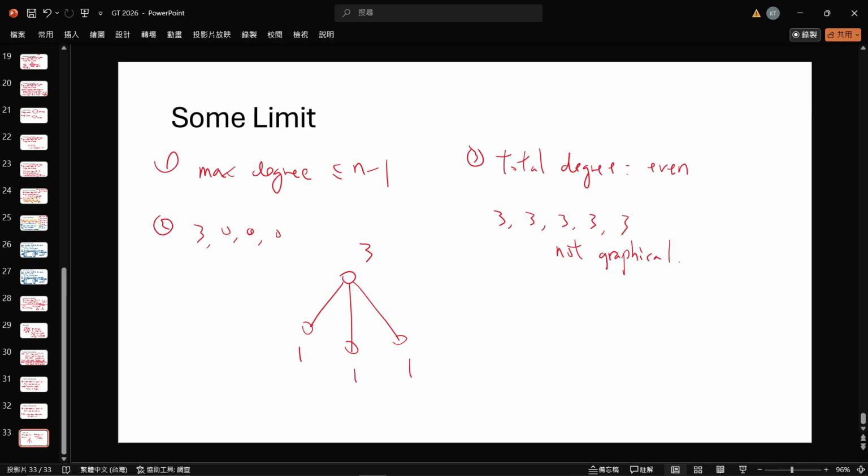So I think you can also use this rule to rule out the example 3, 0, 0, 0 because the total degree is odd. But you can also consider this example: 3, 3, 3, 1. The maximum degree is exactly n minus 1 here, because we have 4 vertices and the maximum degree is 3. And the total degree is even. So is this one graphical?